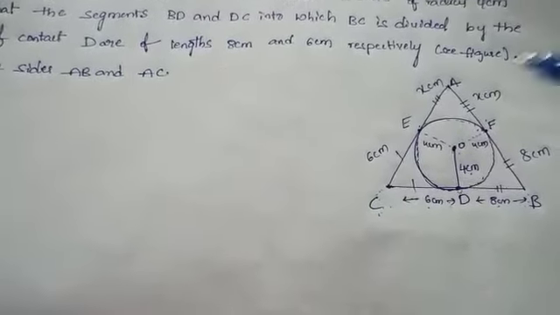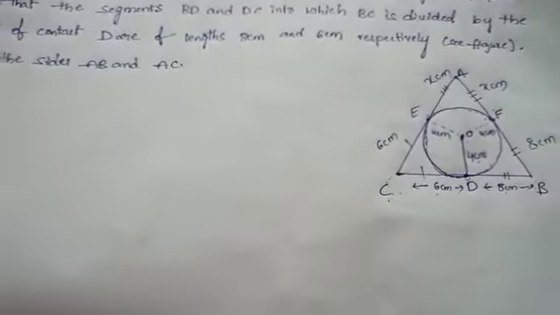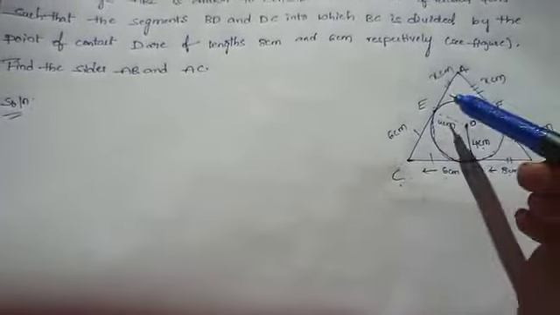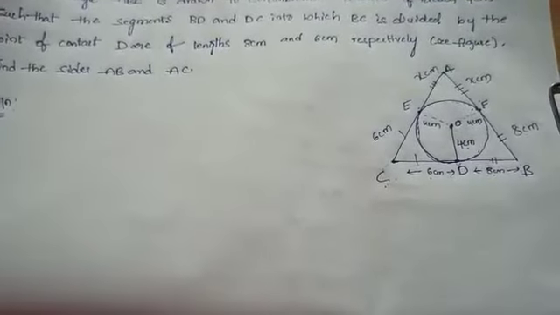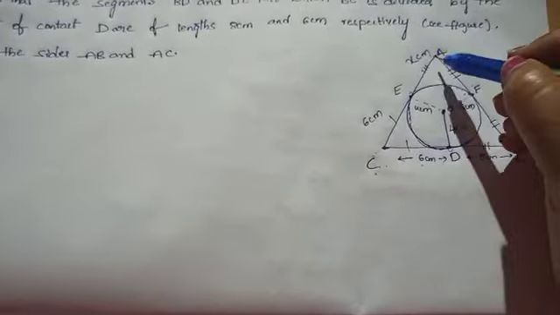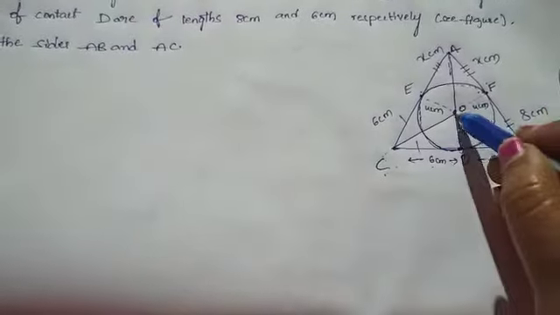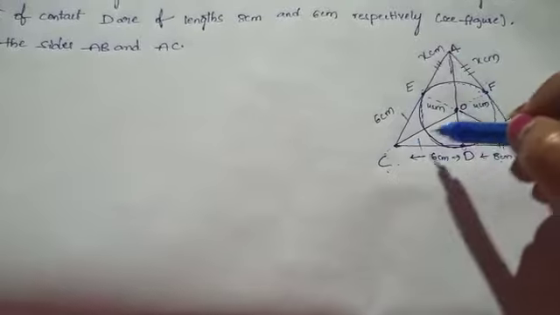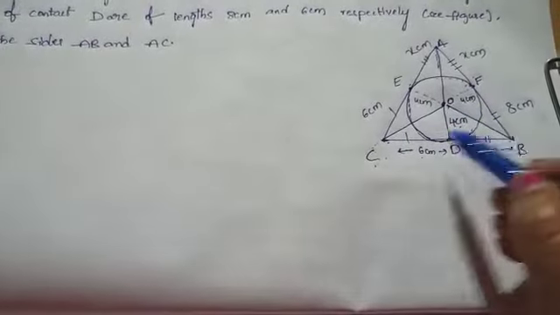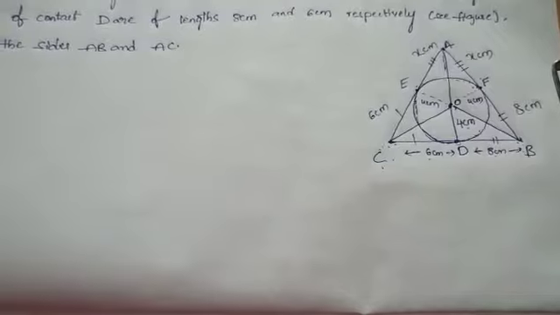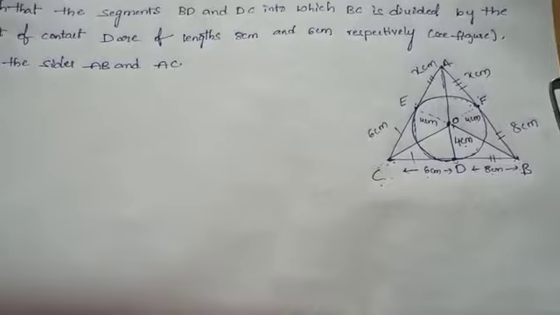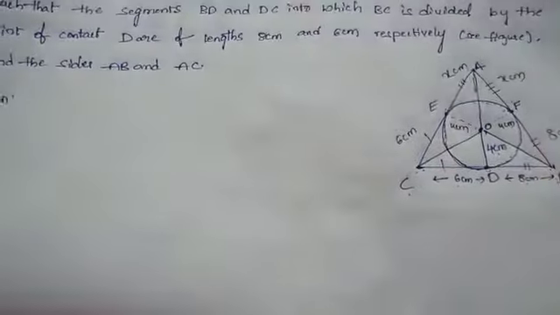Here we have to find AB and AC. How to find AB and AC? For this, let's join AO, OC and OB. Here we get three triangles AOC, OBC and OAB. Here we use Heron's formula to find AB and AC values.